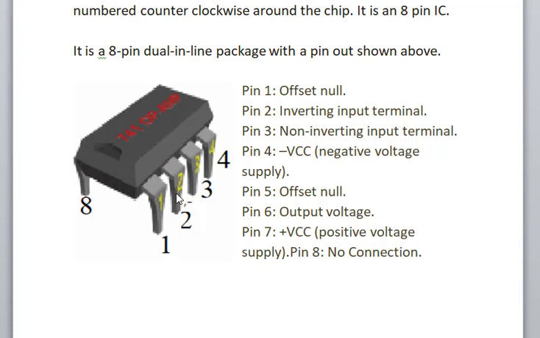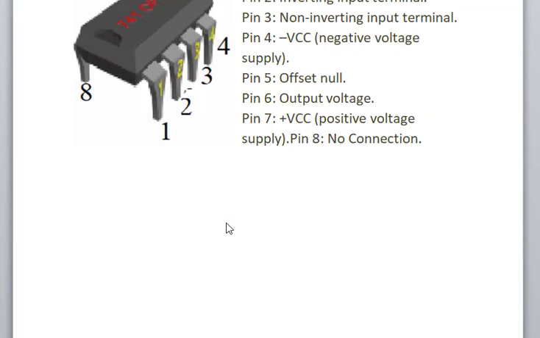Second one is the inverting input terminal. Third one is the non-inverting terminal. Here a negative VCC is given, the negative voltage supply. And the fifth is also used for offset null voltage. Sixth one is the output voltage. Seventh pin is where the positive voltage supply is given. Eighth pin has no connections.